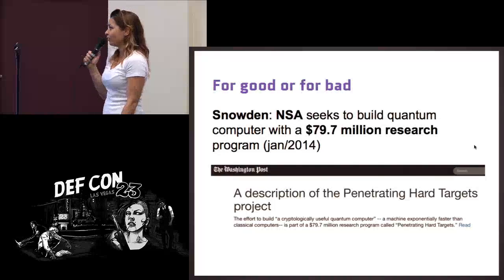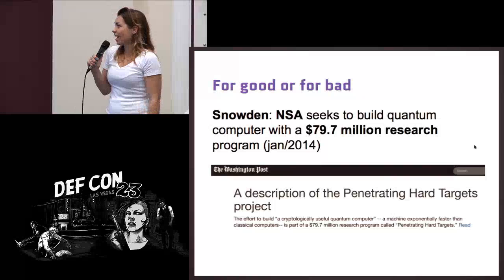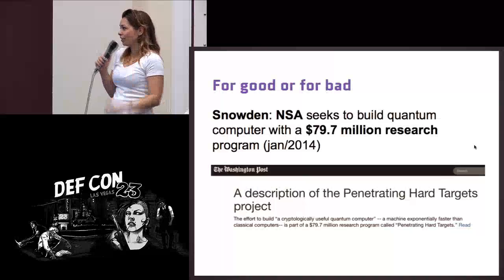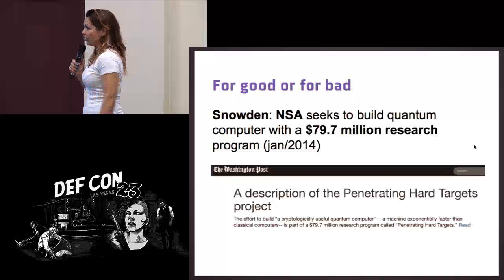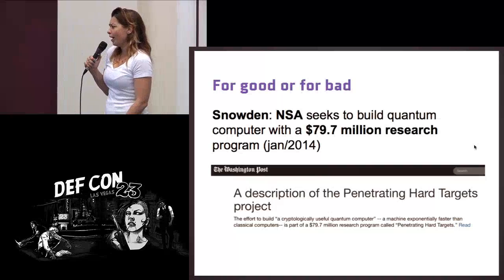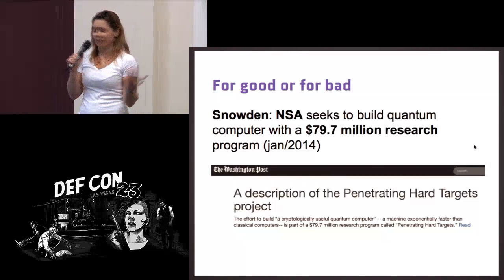One of the leaks from Snowden was that the NSA is building this. It seeks to build this quantum computer and invest $80 million in research, and this was 2 years ago. And they call this the Penetrating Hard Targets Project.